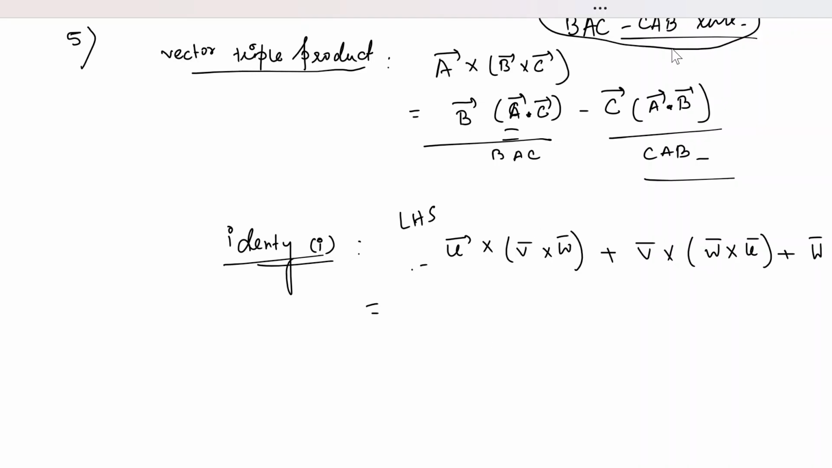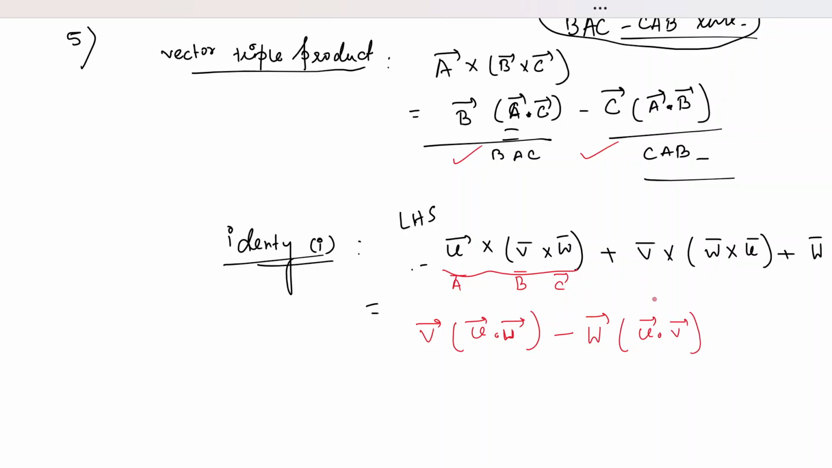You take each of the individual triple products one by one and apply the back cab rule to them. Say for U cross V cross W, here U is your A vector, V is your B vector, and W is your C vector. Mentally picture it like the A cross B cross C triple product. So what you will get is B times A dot C, where B is the V vector, then A dot C is U dot W, minus C, which is now W, times A dot B, which is U dot V. So the first term is done.